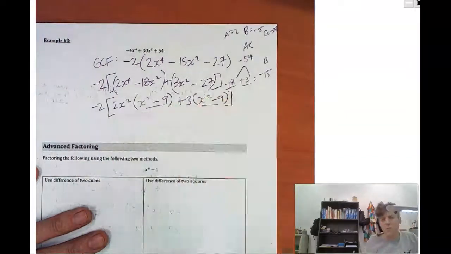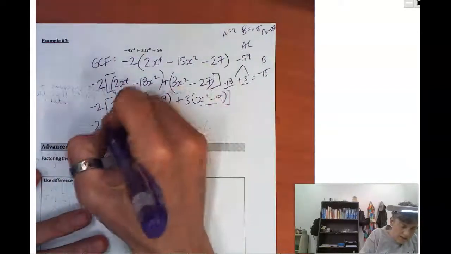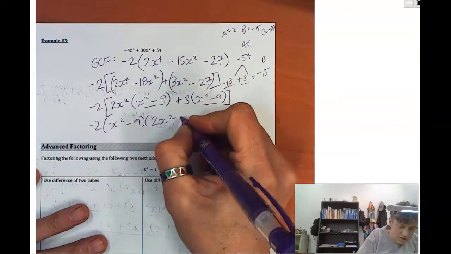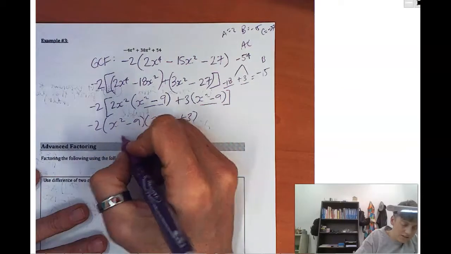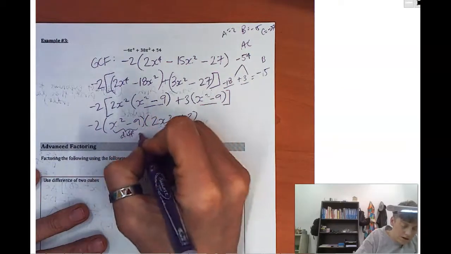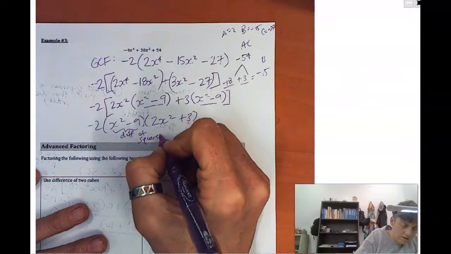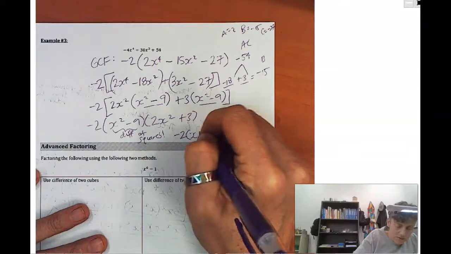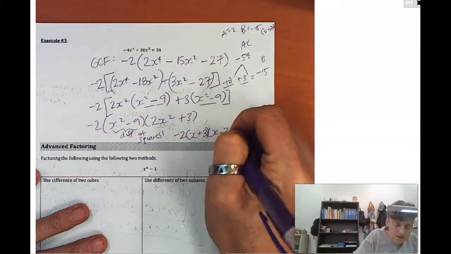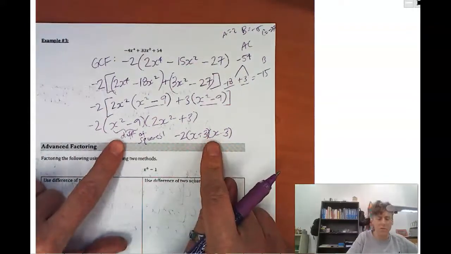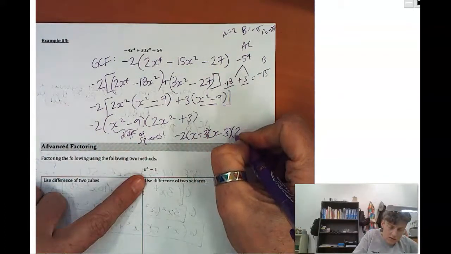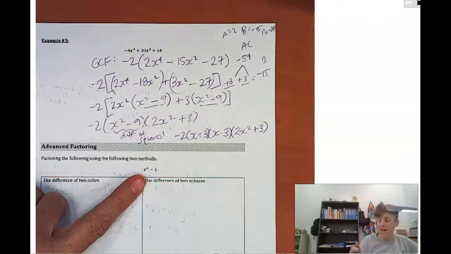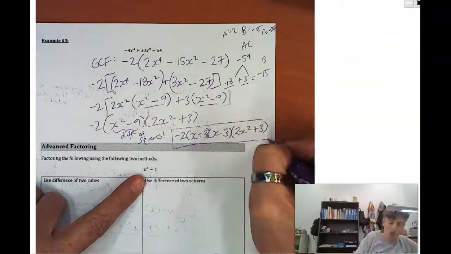We did a great job. The part in parentheses is the same. So we've got negative 2 times that part in parentheses times the GCFs we took out. But like I said, that sucker is a difference of squares. This is going to become negative 2 times x plus 3 times x minus 3, which came from our difference of squares, times 2x squared plus 3. And that's as far as we can go.